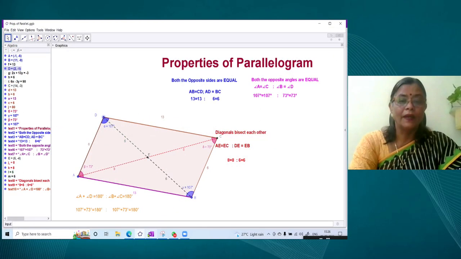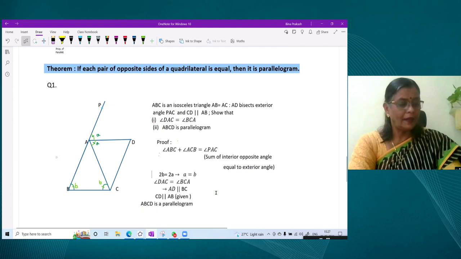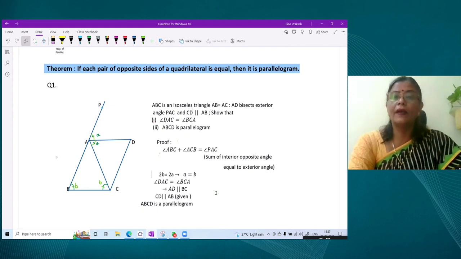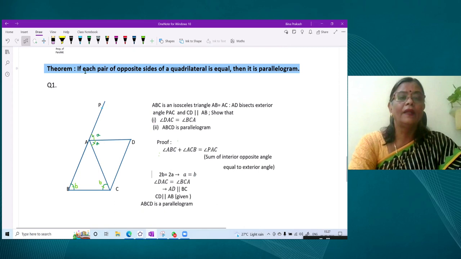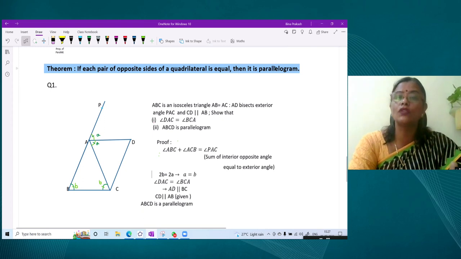Of course, ma'am, it is quite clear. I would also like to inform you that we'll try to take one last problem for all our viewers, because we have only the last 3 minutes left in the session. So what we see here is, if each pair of opposite sides is equal, then that quadrilateral has to be a parallelogram. So using this property, we can prove a parallelogram.